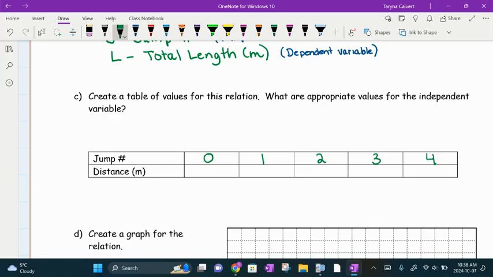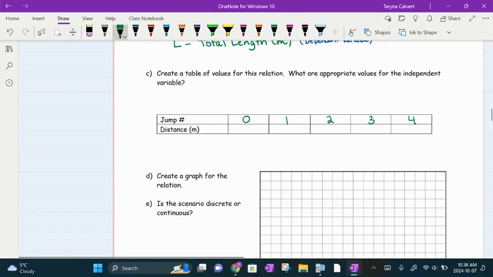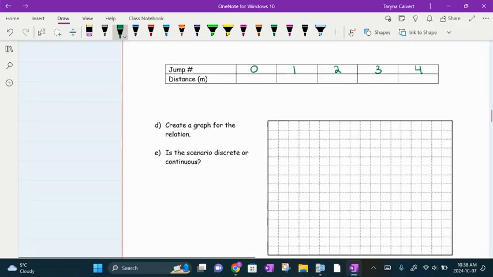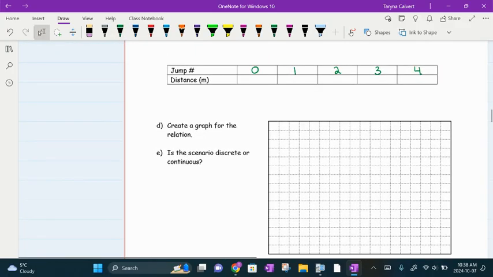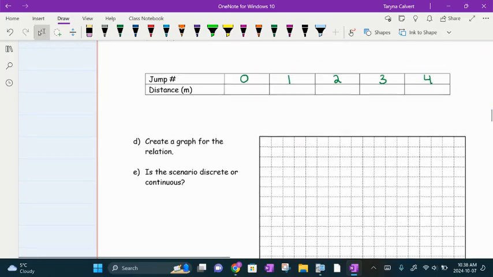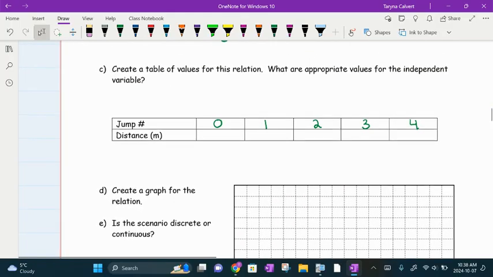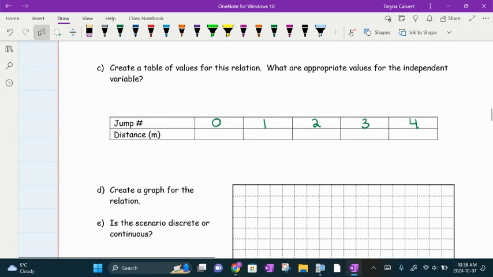So you can pick any whole numbers, and then you adjust your graph accordingly. Hence why there's no scale here, okay? Because you could use jump 50, even though he's probably done way before jump 50, but you don't know that. They didn't give you context of how many times he's jumping.